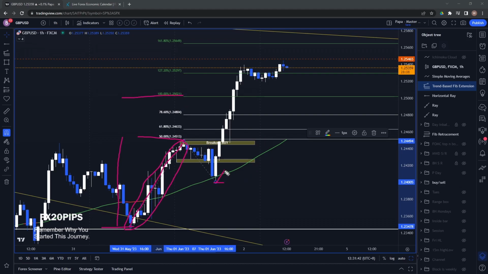That means from here up to here, which is 100%, this length is the same as this length. Obviously when it comes to this level, it has extended to 127.2%, right? And then if it comes to this level, it has extended 161.8%, and we will be very close to the top of the trend line.